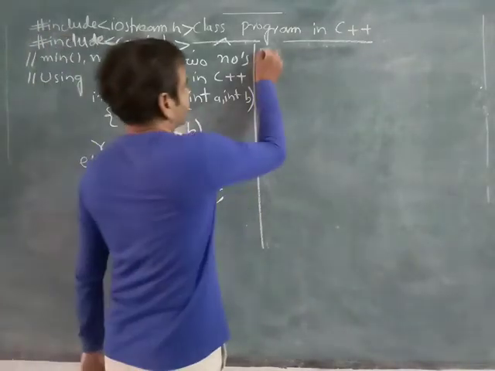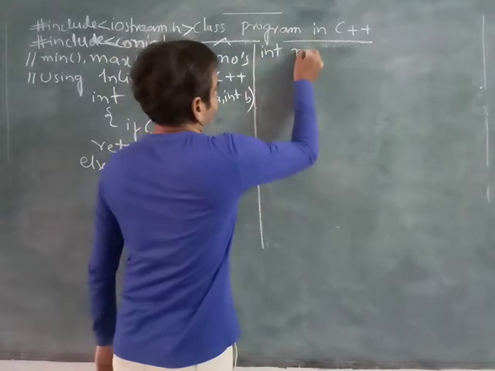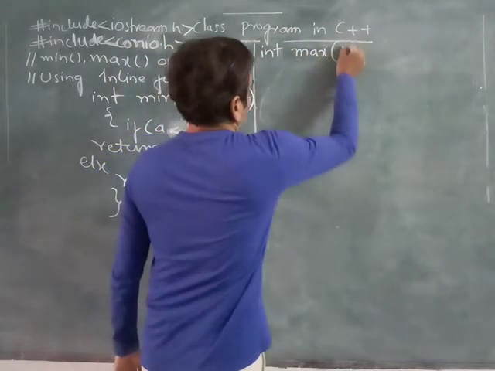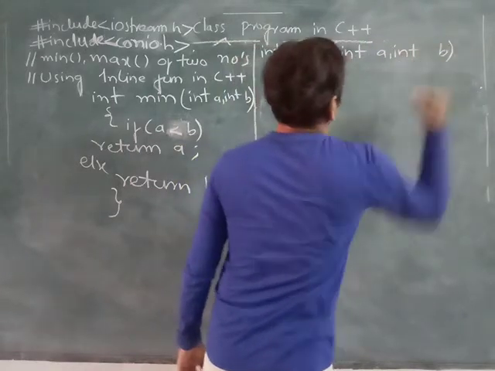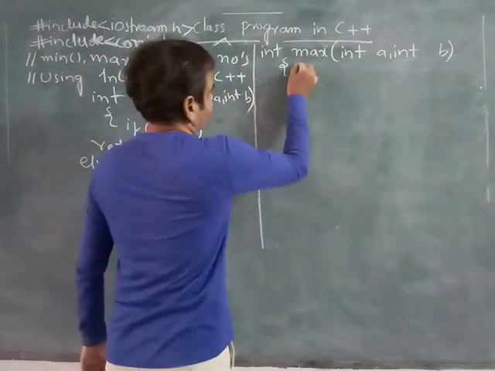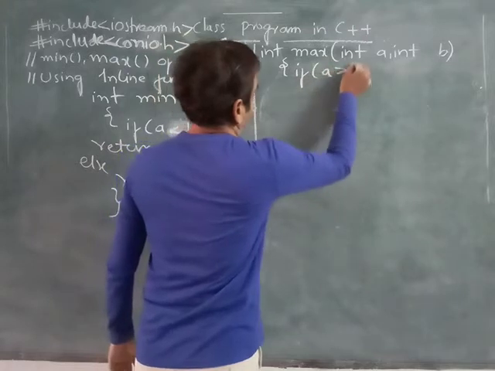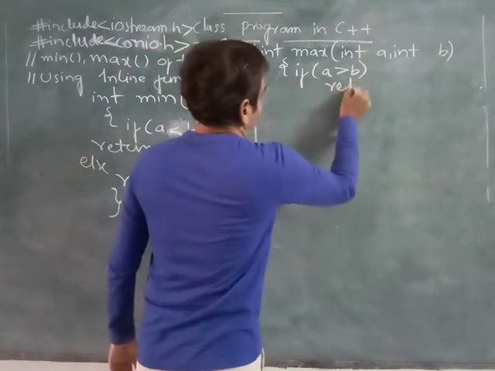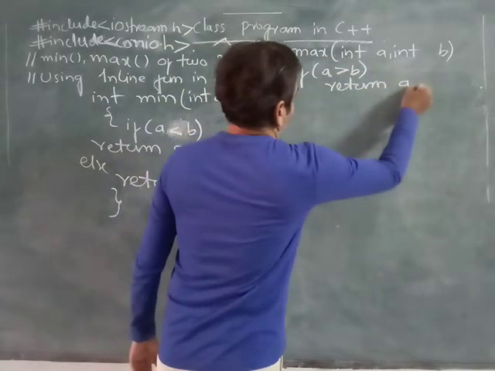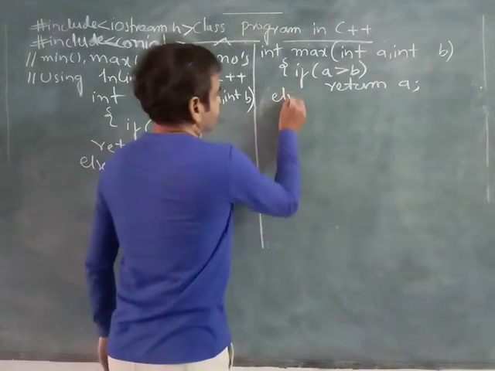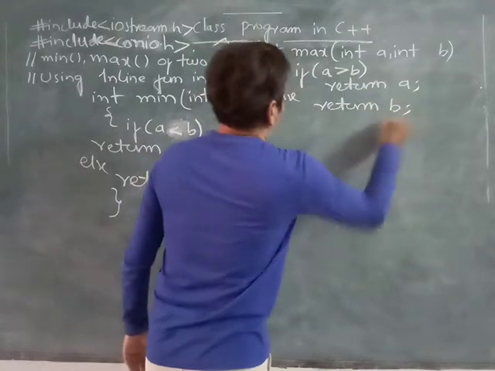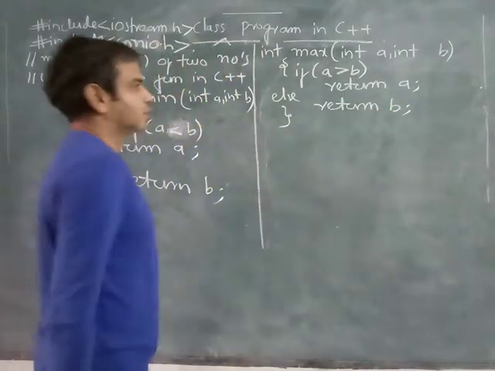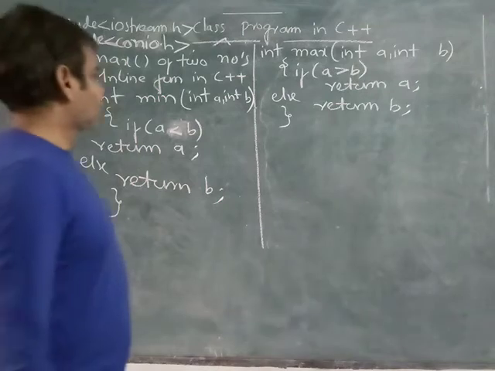Same, I am taking integer maximum, integer a, integer b. So if a greater than b, then return a, else return b. Yes. Okay.